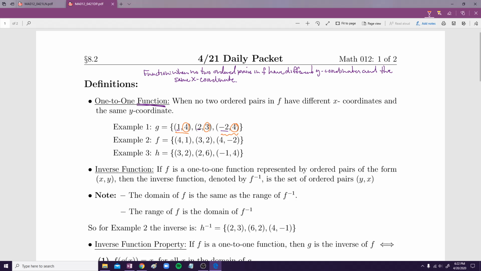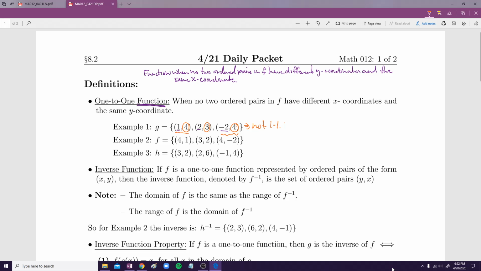But it says that no two ordered pairs can have different x coordinates and the same y coordinate. So they have the same y coordinates, but I have x equals 1 and x equals -2. They're different. So what does this tell us? This tells us that this is not one-to-one. That's how we denote one-to-one, just 1-1. So this is not one-to-one.